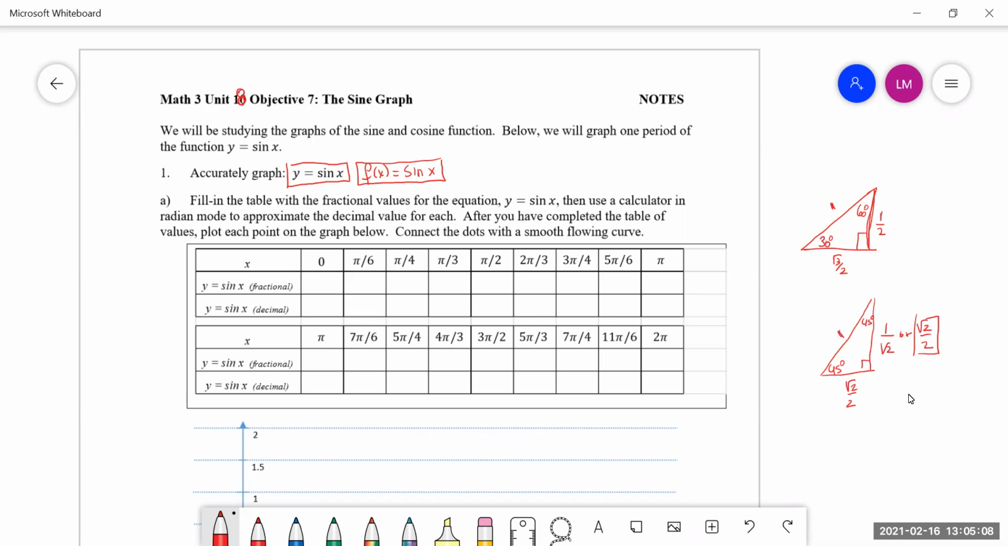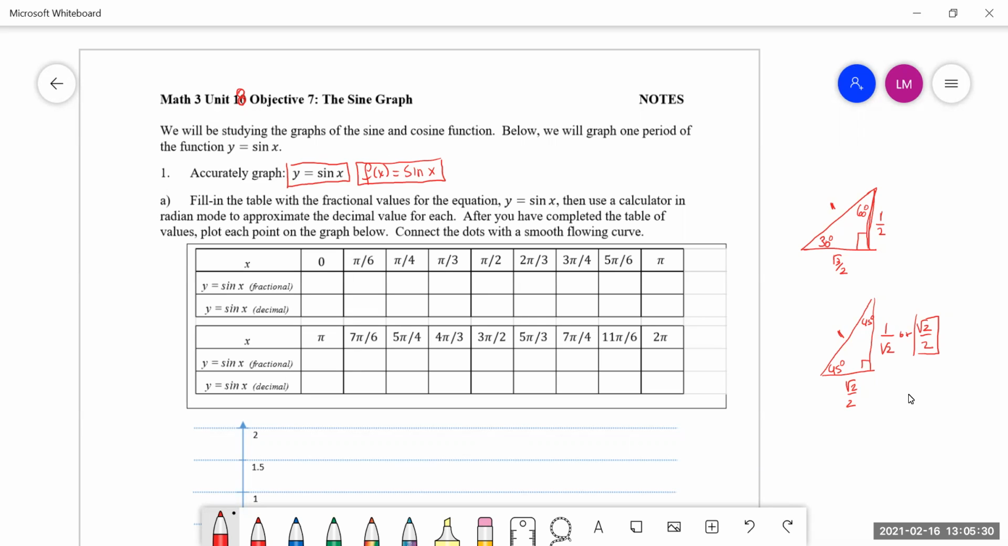So you can either use this to find the sine, cosine, tangent, or you can use the unit circle. It doesn't matter. You should have one or the other, or some other way that you prefer. Calculator is not going to be helpful unless I am talking about decimals. That's the only part that the calculator is going to come in handy. We need the fractional part first.